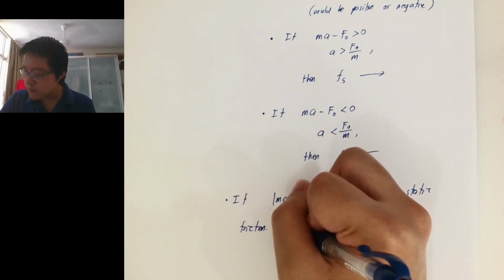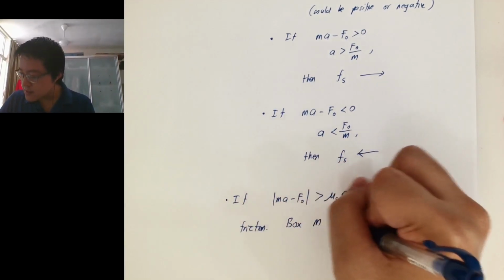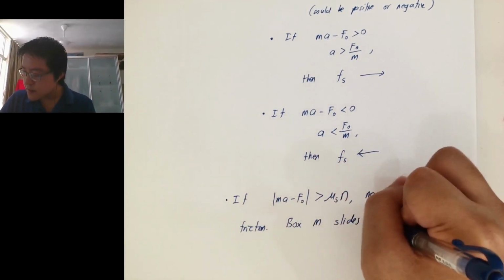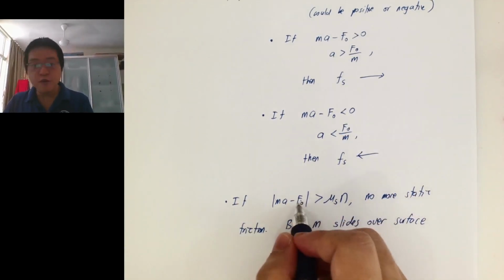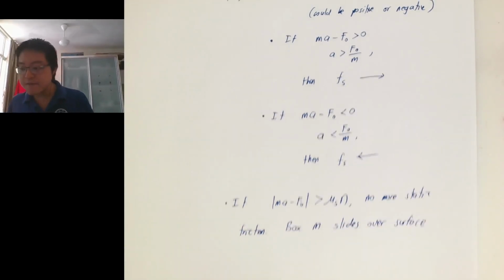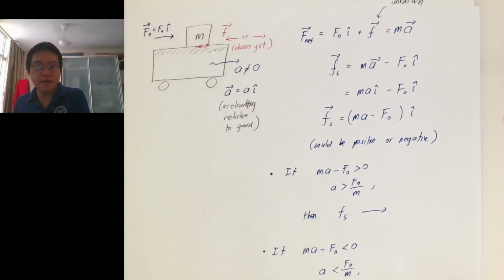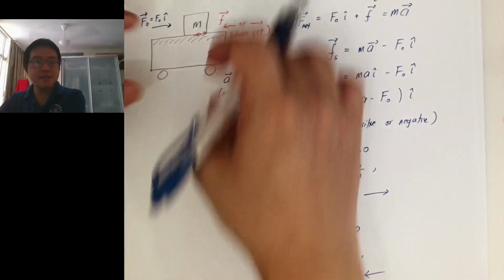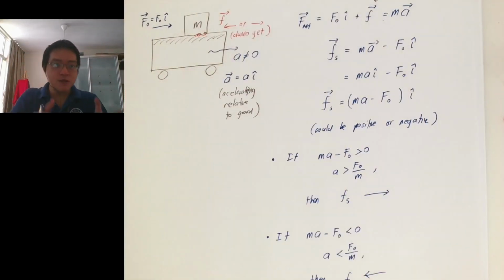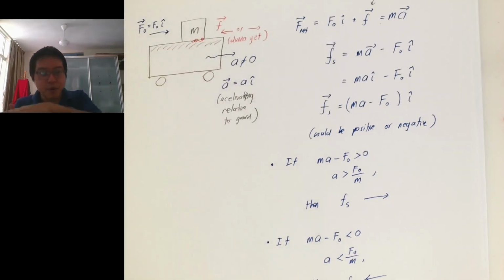then there is no more static friction. So the box M slides over the surface. So this F could be 0 as well. If F is 0, that means no external force, then you accelerate. This is again everyday experience that we can imagine, right? Let's say this is a lorry. You put a box on the lorry, and if you want to move the box carefully, you must not drive too fast. You must drive slow enough so that the box is sitting properly on your lorry.